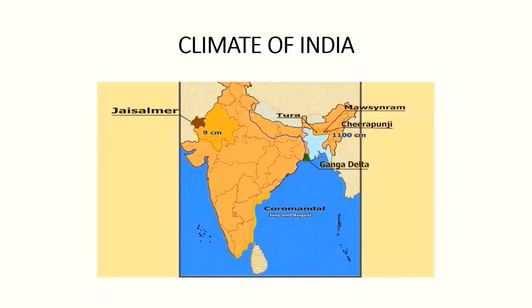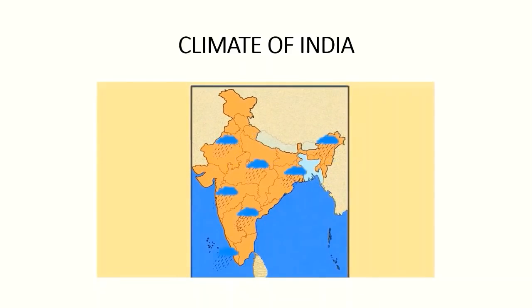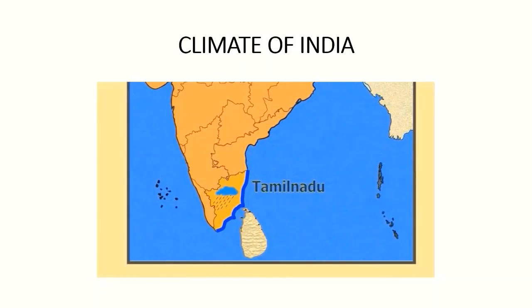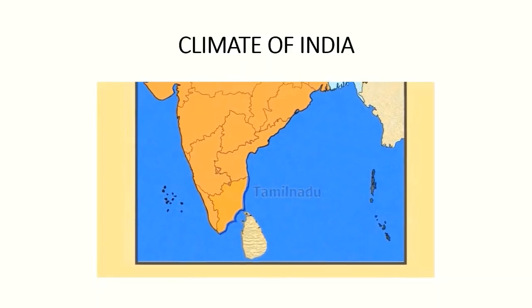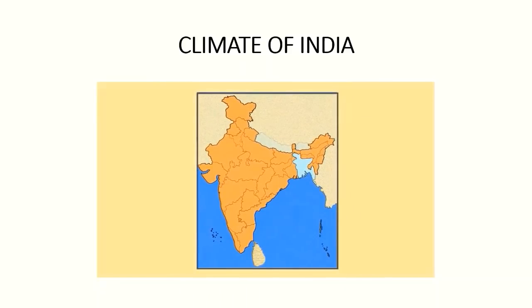The Coromandel coast does not receive rainfall from the southwest monsoons in the month of July to August, whereas the Ganga Delta and the coastal areas of Odisha receive tropical cyclones almost every 2 to 3 days. Now the precipitation in the whole part of India is received in the summer months except the Tamil Nadu region. This region receives rainfall in the winter season. How and when and the direction of the wind, we will do as we proceed with the chapter.